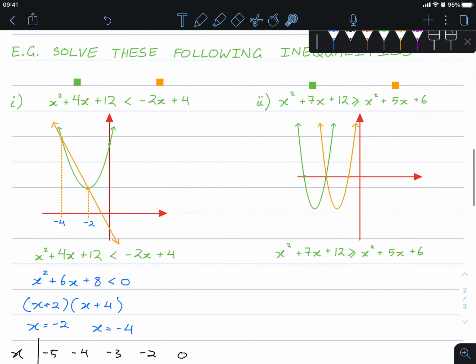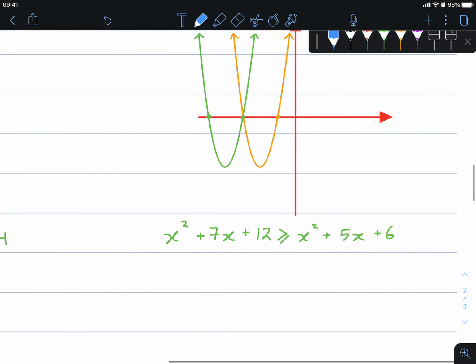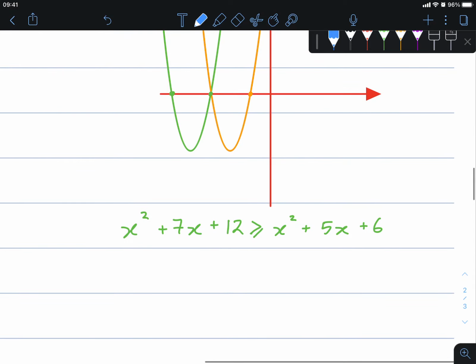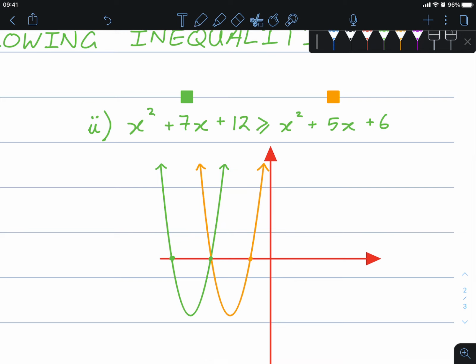So let's just solve this last question here. Moving everything to one side. So now really all we're looking for is this x-intercept because it's asking where is the green parabola, this one here, where is it greater than this orange parabola? Well, we can see that from this point here, this point, the parabola is bigger than the orange parabola. Whereas this point here, the orange parabola is bigger than the green parabola.